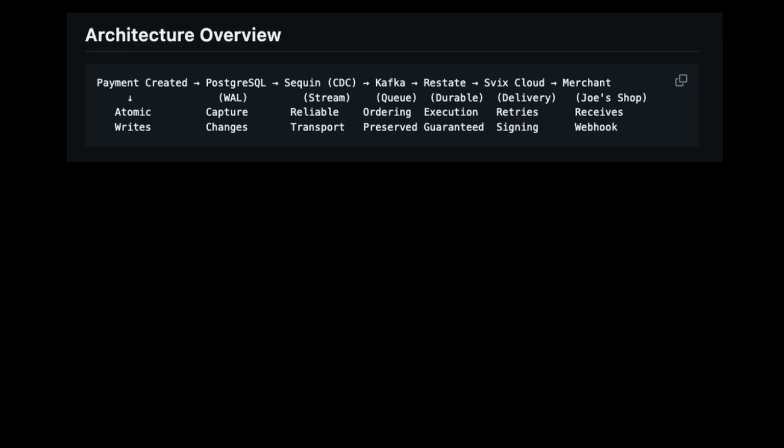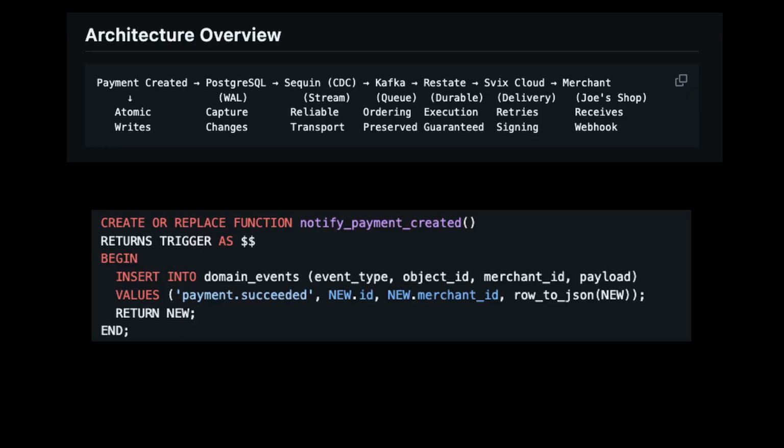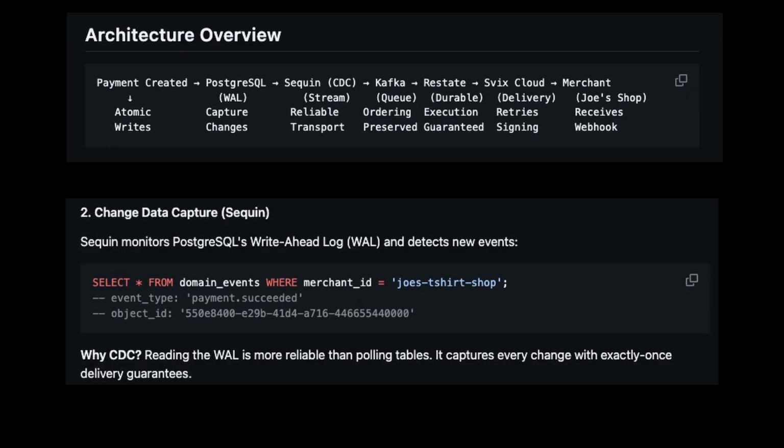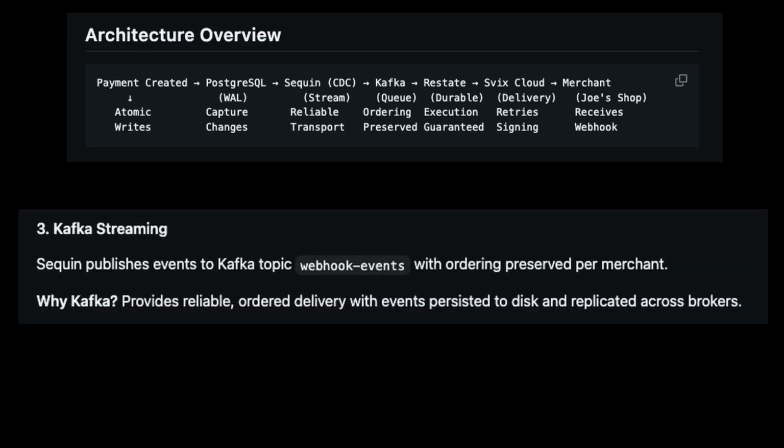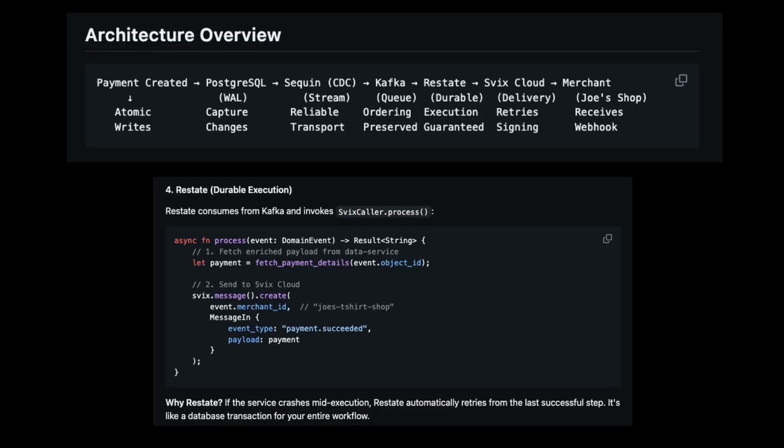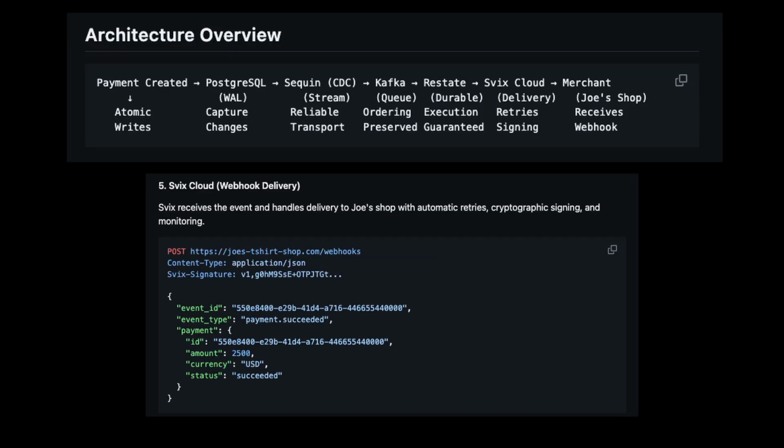First, let's understand the architecture. So this is the complete flow. Payment is created in our API. Database triggers automatically capture the event. Sequin performs data capture from Postgres. Kafka reliably streams the event. Restate provides durable execution and Svix Cloud handles webhook delivery to merchants. The new architecture has 3 microservices in it.